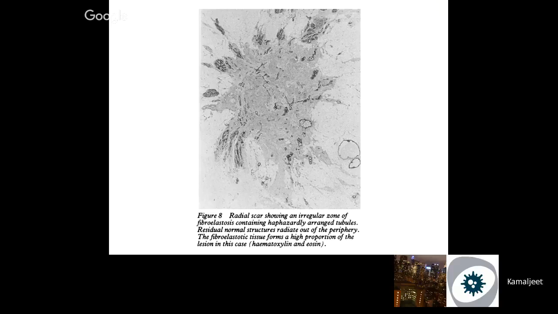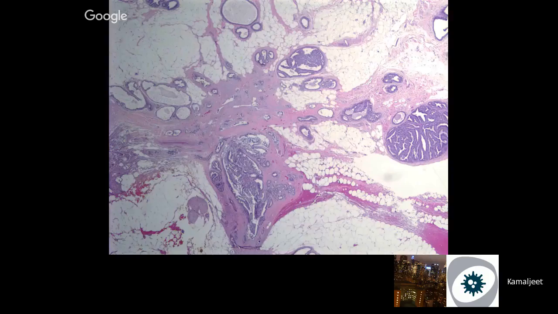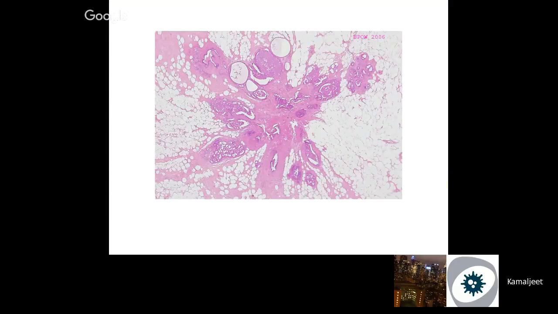So it's a radial scar, and what makes it a radial scar is this central fibroelastosis, which contains haphazardly arranged tubular structures, and everything else radiates out from the central structure. This entire group of findings together in this particular configuration makes it a radial scar. Here is another picture of a radial scar with fibroelastosis, and usually they are associated with usual type ductal hyperplasia, cysts, and sometimes micropapillomas. More pictures of the radial scar.